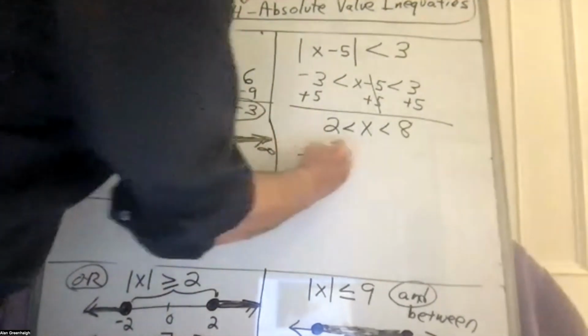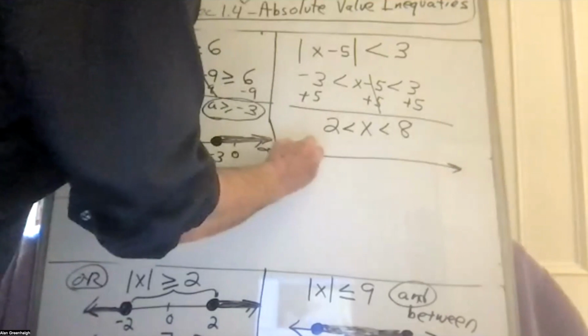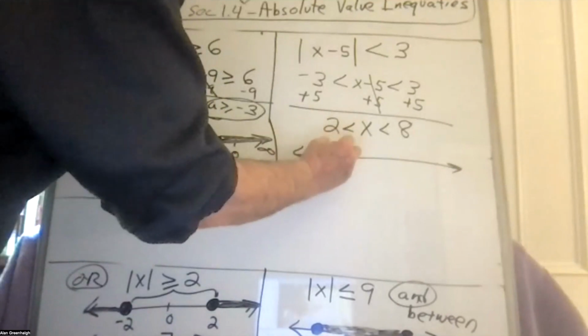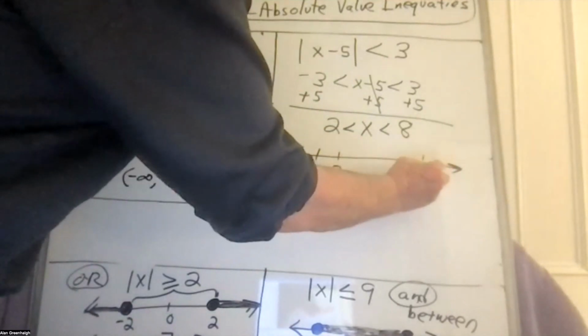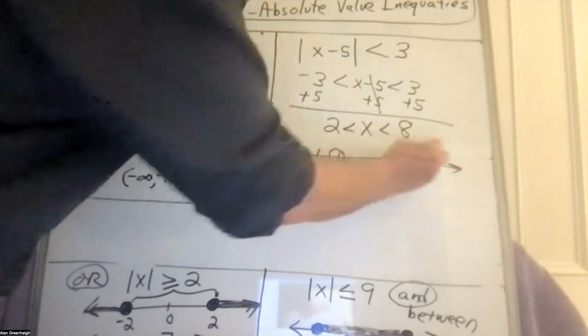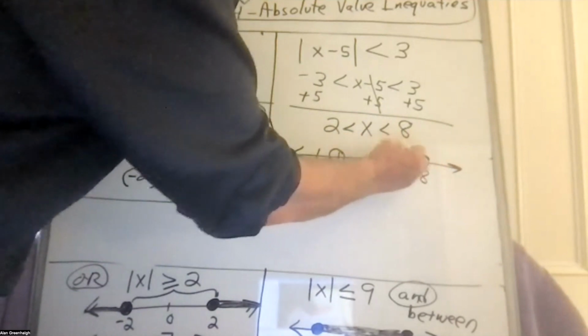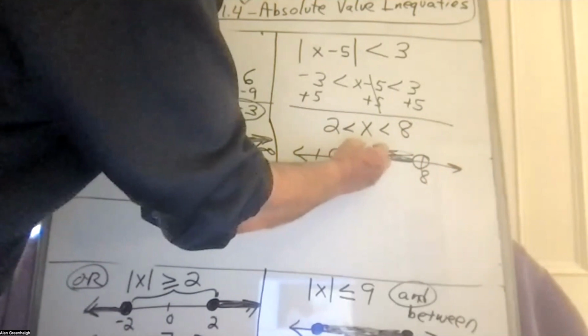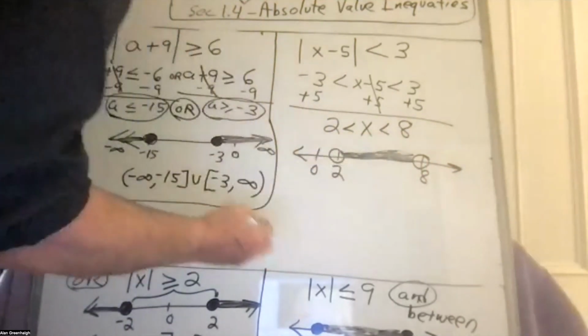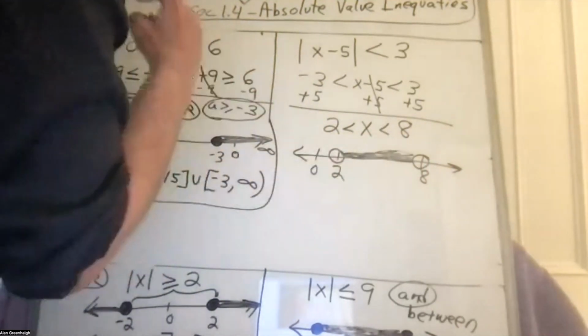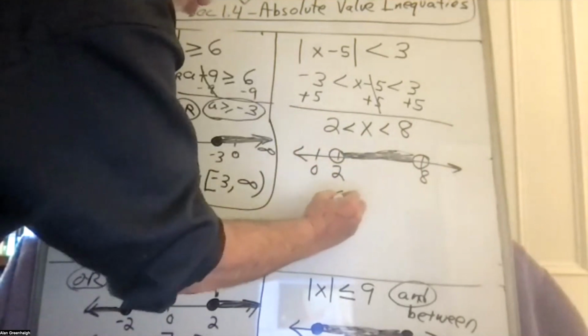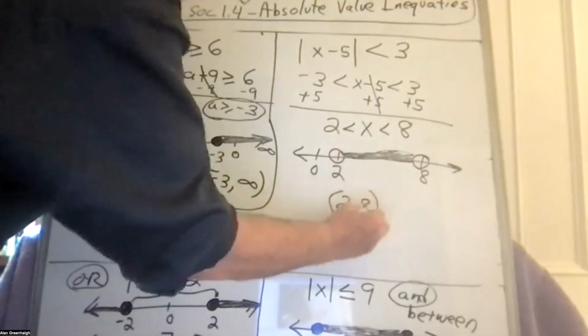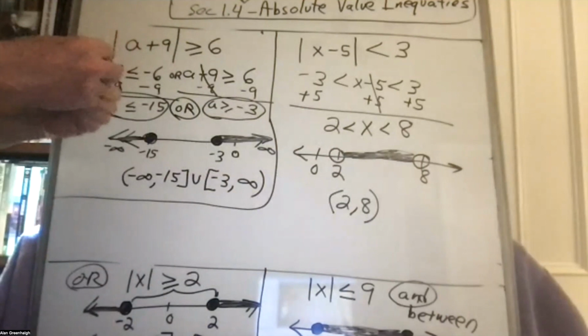And on a number line, here's 0. We're only talking about positive numbers. So we could do this. And it's everything in between. And in interval notation, it will be 2 and 8. And that's it. That's a complete problem.